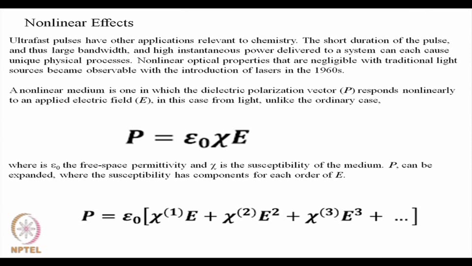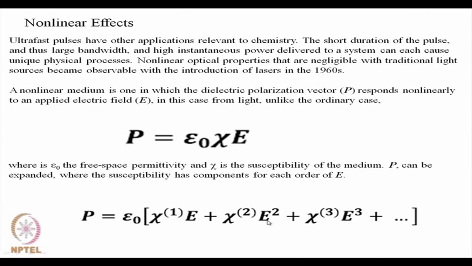Okay, now a nonlinear medium is one in which the dielectric polarization vector P responds nonlinearly to the applied electric field. In this case, from light, unlike the ordinary case, P is basically a polarization vector. Dielectric polarization is directly proportional to E, with epsilon 0 the free space permittivity and chi the susceptibility of the medium. When intensity is high, this can be expanded to higher powers. So the dielectric polarization is very much dependent on the intensity of the electric field. If the intensity of the electric field is low, then these terms are not that important.